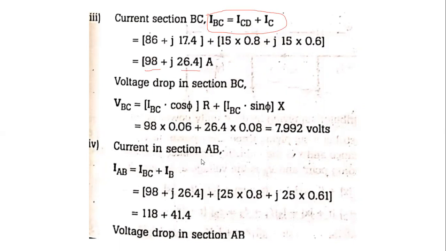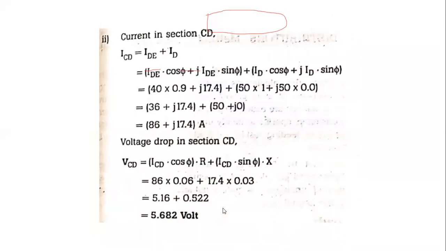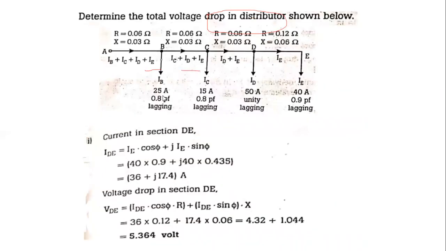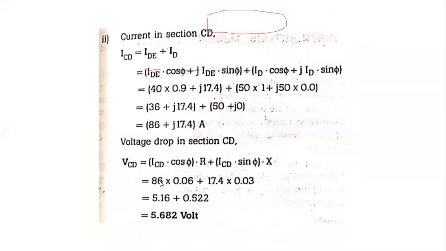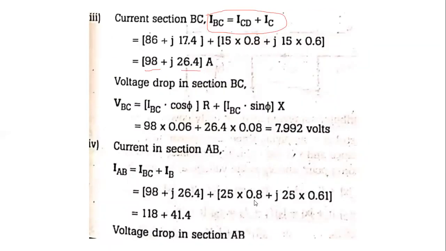Then we calculate the current in section AB. IAB is equal to IBC plus IB. What is the IBC value? 98 plus j 26.4 plus IB. What is the current at IB? That is 25 amperes and the power factor is 0.8. That is 25 into 0.8 plus j 25 into 0.6. This is the current in the AB section.